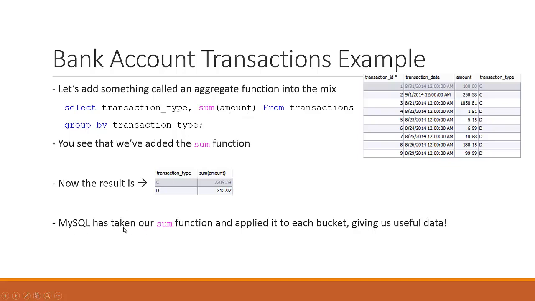So like I said, MySQL has taken our sum function and applied it to each bucket individually, giving us, finally, some useful data. Now at a glance, we can see that we have more credit than we have debit, so we know that the answer to our question is yes, we are cash flow positive for this month, actually by quite a big margin, which is a great thing.